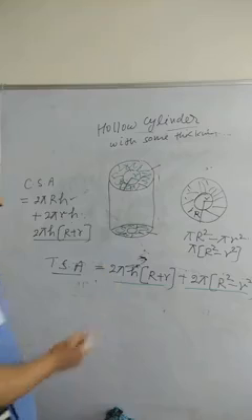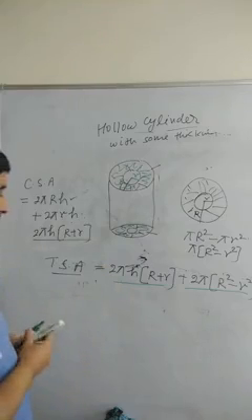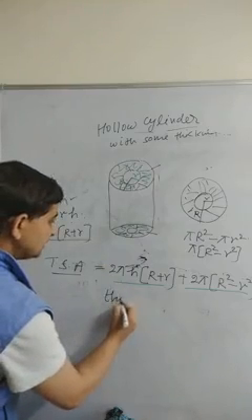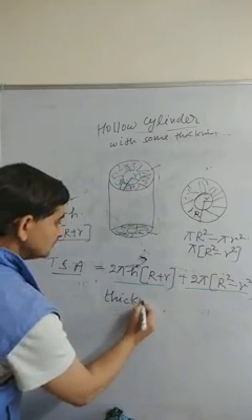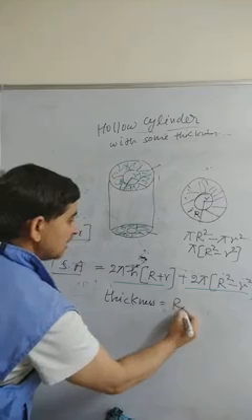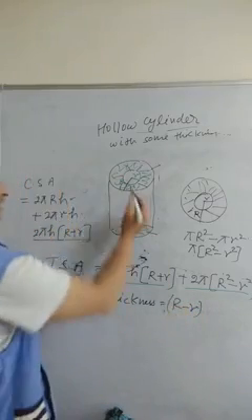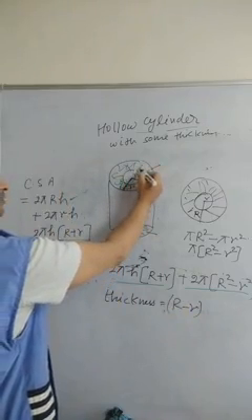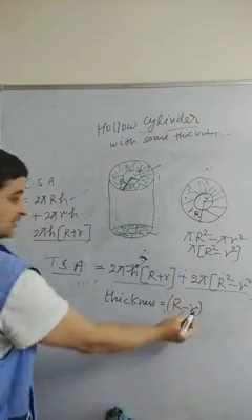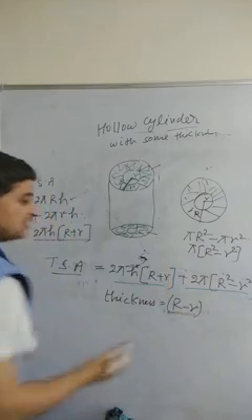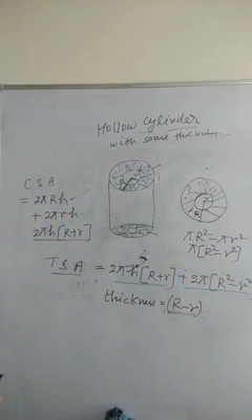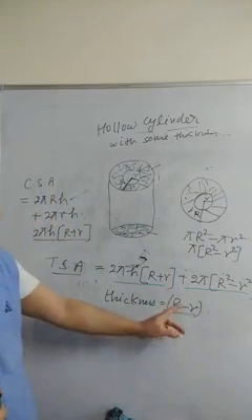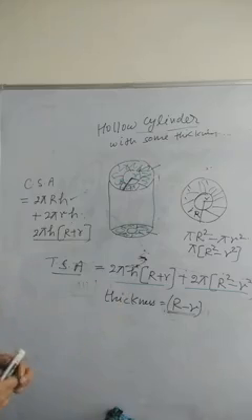Got it? If somebody asks you what is the thickness of this cylinder, how will you find its thickness? It will be capital R minus small r. This is the thickness. This capital R minus small r will give you this part. So in a question, if it is asked, calculate thickness of this cylinder, it's simply capital R minus small r. This will give you the thickness of the cylinder. Got it?